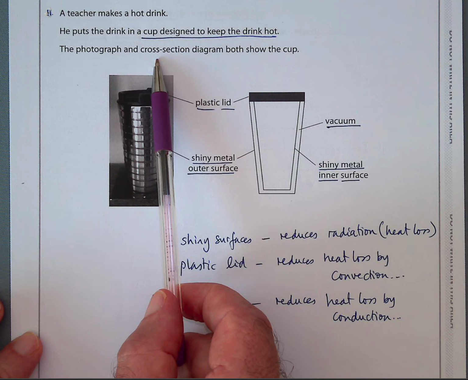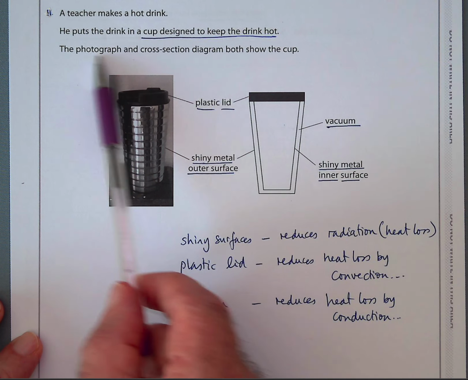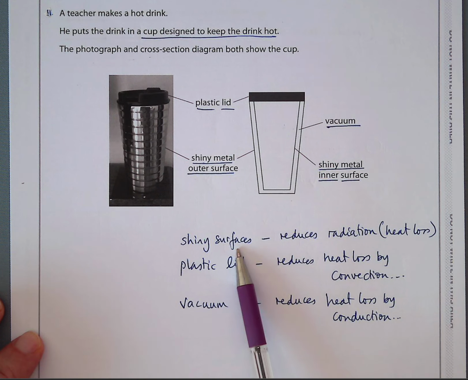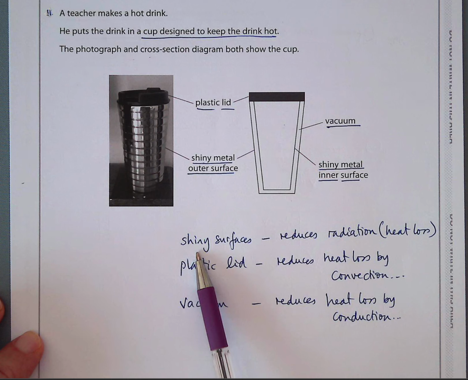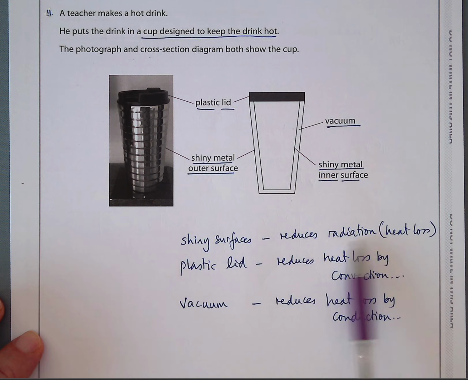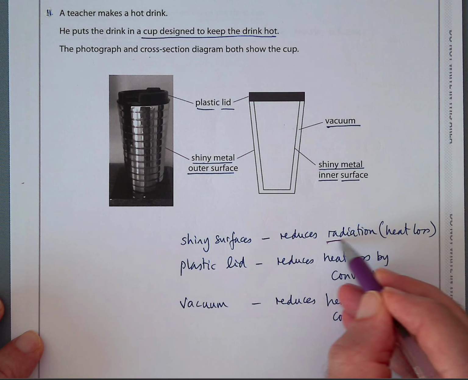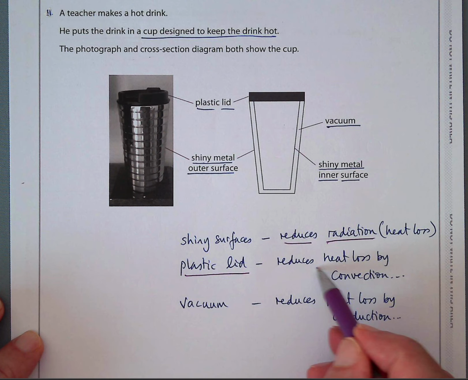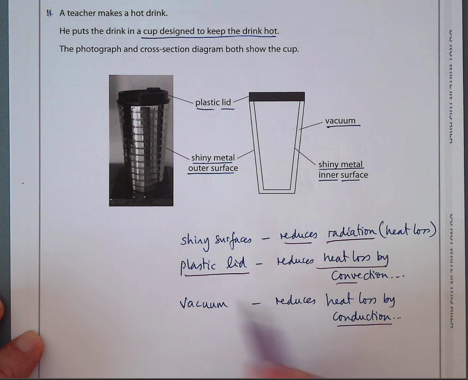So this photograph and the cross-sectional diagram, which is this one, both show the cup. The shiny surfaces, this is my notes for you to understand. Shiny surfaces reduce heat loss or thermal energy transfer by radiation. Yeah, so shiny surfaces reduce radiation heat transfer. Plastic lid reduces heat loss by convection and by conduction, because plastic is a poor conductor, and vacuum is a really poor conductor because there are no particles in there. So the vacuum reduces heat loss by conduction.